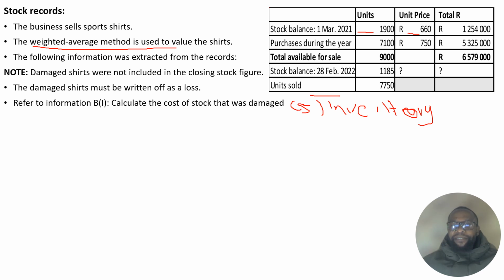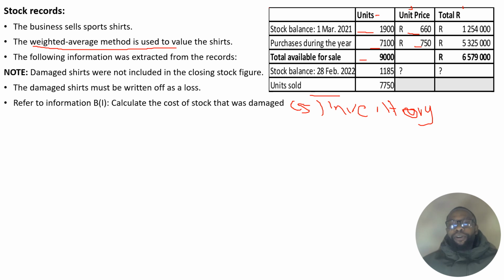During the year, they purchased 7,100 t-shirts at 750. The cost changed, and the total cost of these was 5,325,000. So what you do in weighted average, you take the unit cost and multiply it by the units, and then you get the total cost. For the purchases, you do the same thing. Then you add the opening and the purchases, and that gives you this total.